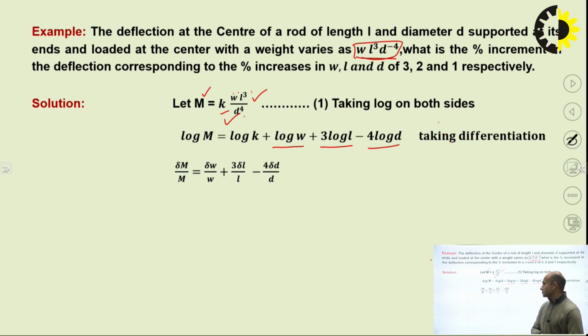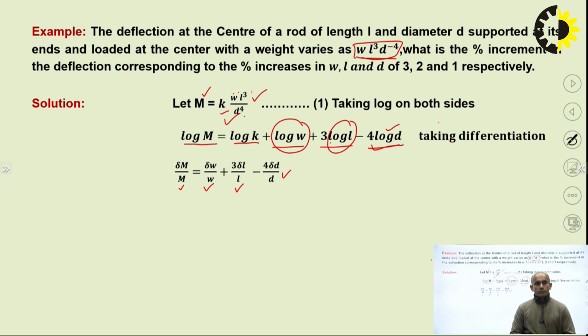So if we differentiate this one, we get 1 upon m delta m, and this is constant here, so this term will be 0. Next we have logarithm of W, it means 1 upon W into delta W, plus we have 3 times logarithm L, it means 1 upon L into delta L, and finally we have minus 4 times logarithm of D, it means 1 upon D into delta D. So we have delta m upon m equals delta W upon W plus 3 times delta L upon L minus 4 times delta D upon D.